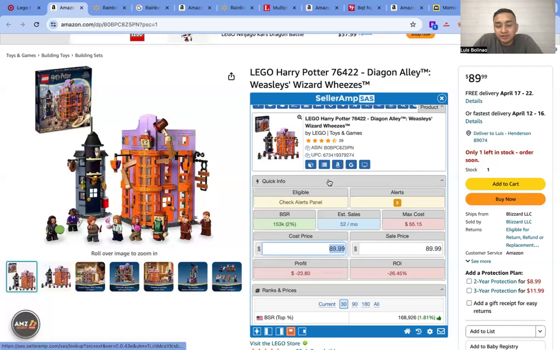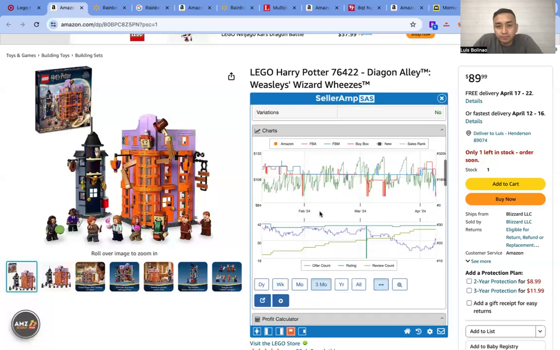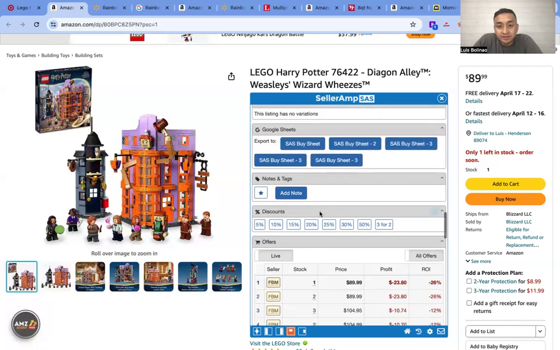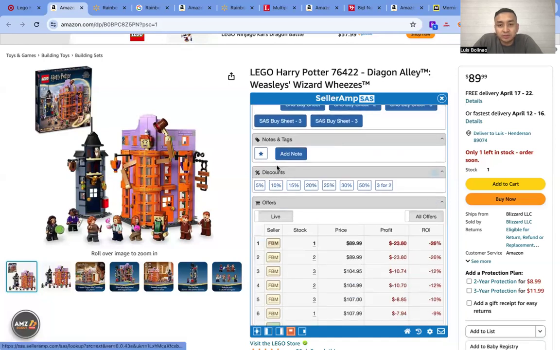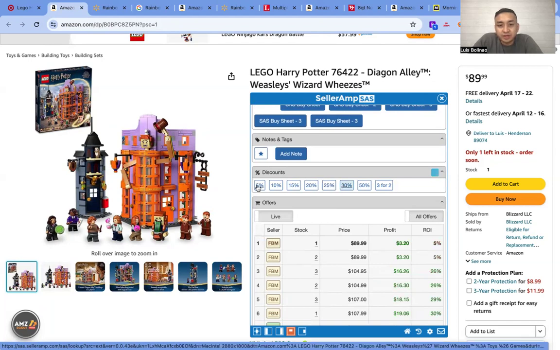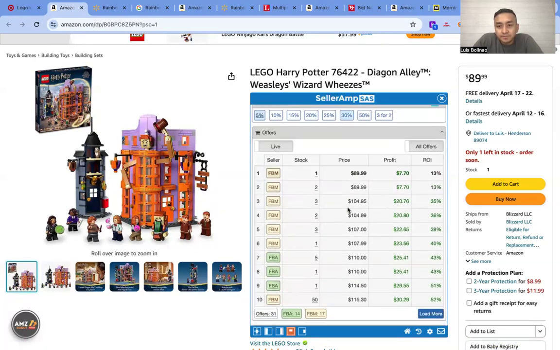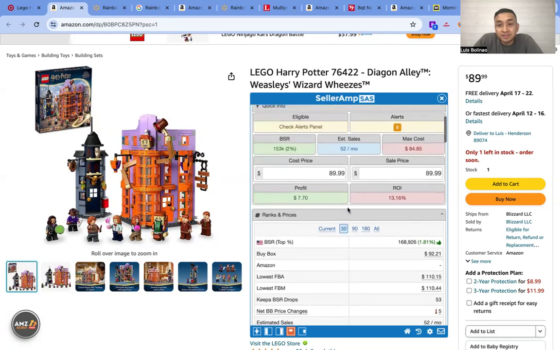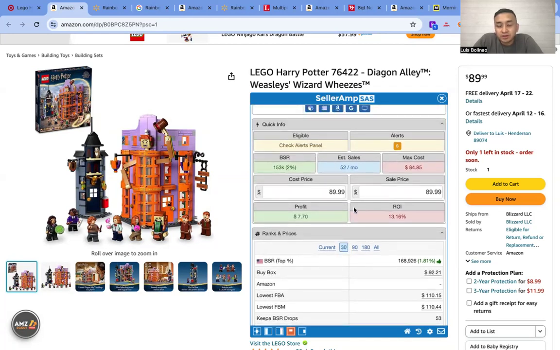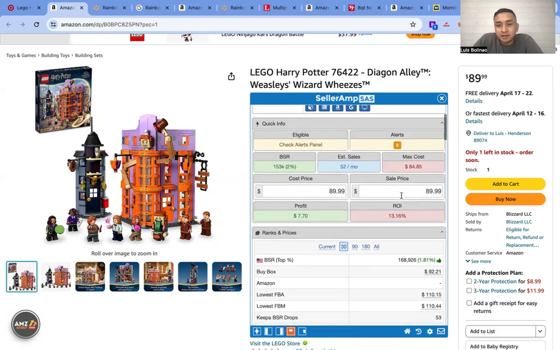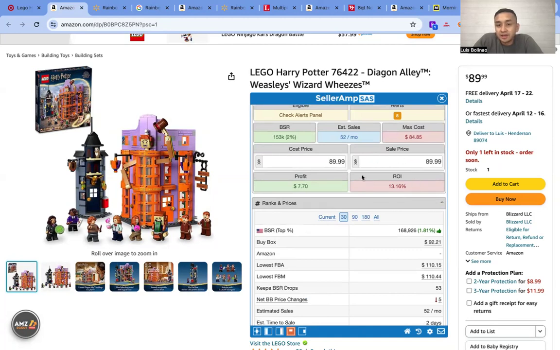So now I go to SellerAmp and plug in all my discounts. 30% plus 5%, right? There's no 1% here, I'll just add 1%. So now with your discount codes, you're getting a 13% ROI. And this product is selling 52 times in a month.